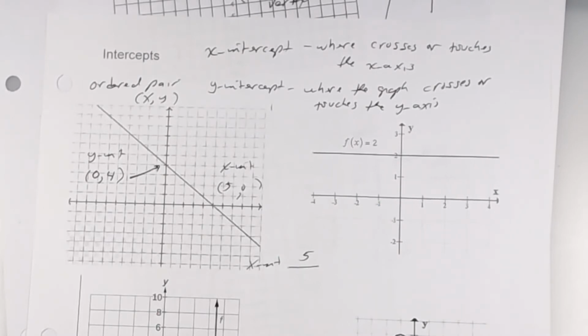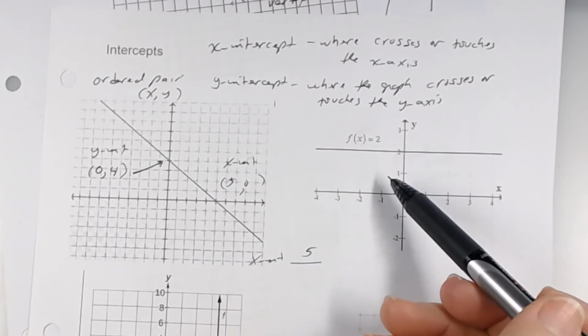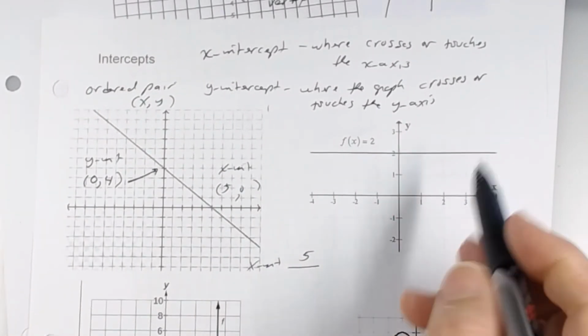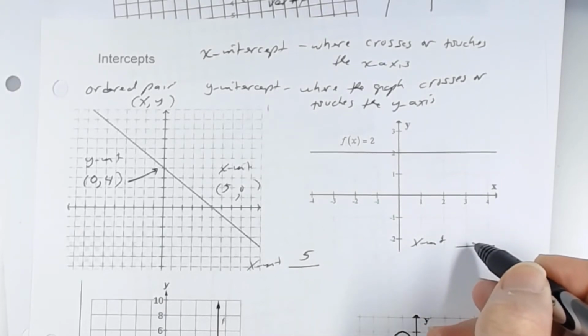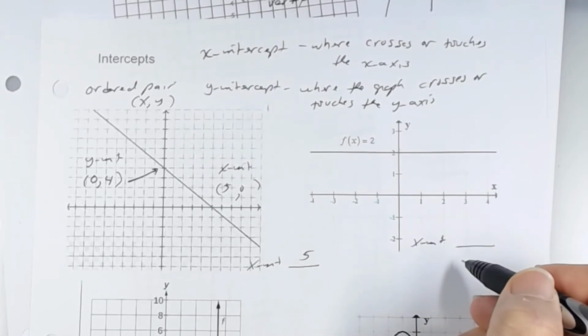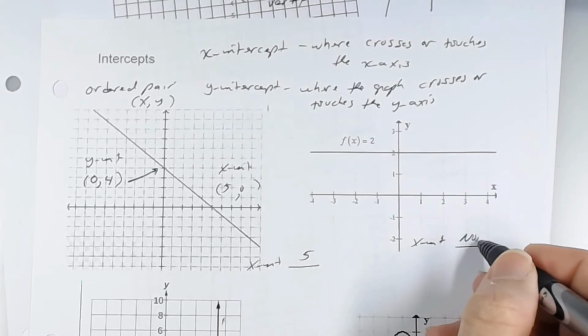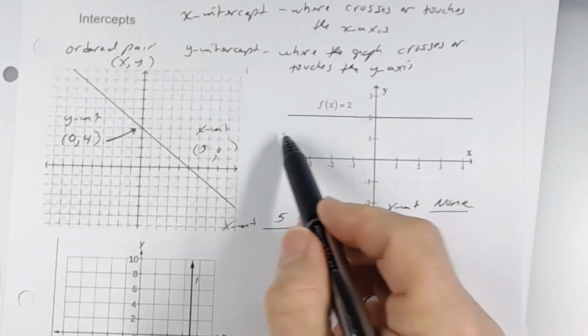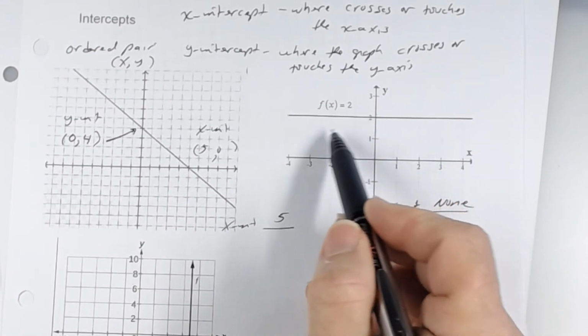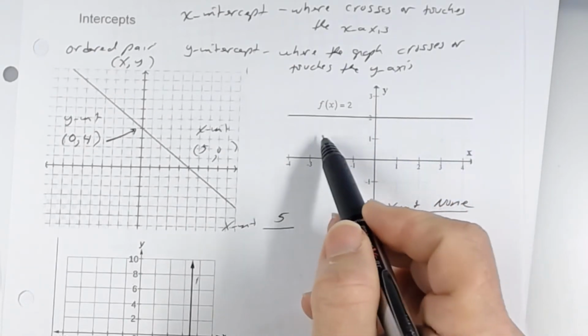Now, this line is a horizontal line right here. I'm asking you for the x-intercept. What are you going to say? There is none, right? Does this graph cross the x-axis? No, it only crosses the y-axis. No matter where I draw this horizontal line, it's only going to cross the y-axis.